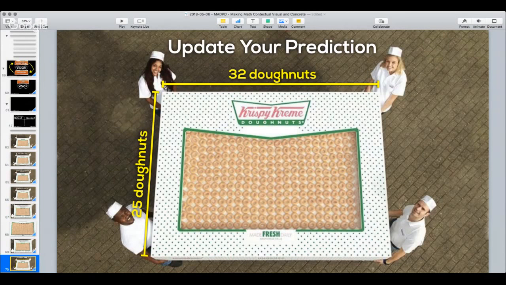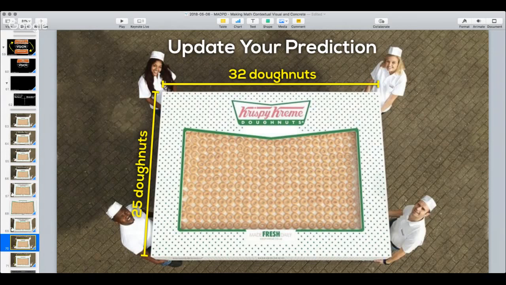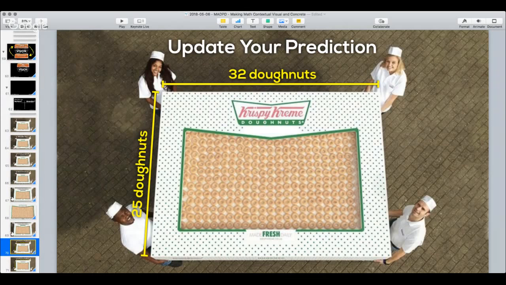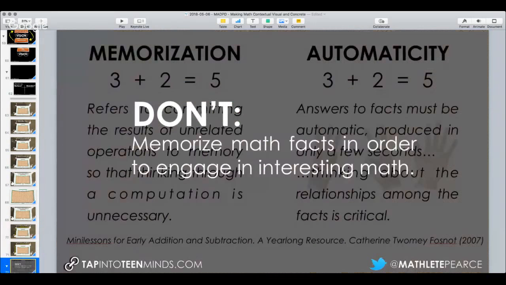So in this case, I might be using base 10 blocks. For you folks, you could be using those digital manipulatives. But for students, I would say they definitely need to start with the concrete. Don't start them on the digital. They need to feel, touch, and manipulate those actual tools in order to build a deep understanding. So I guess what I'm advocating here is, I don't want students memorizing how to do stuff in math class in order to engage in interesting math.